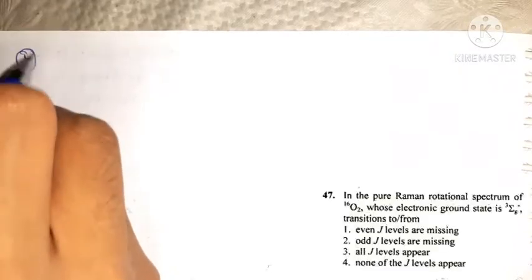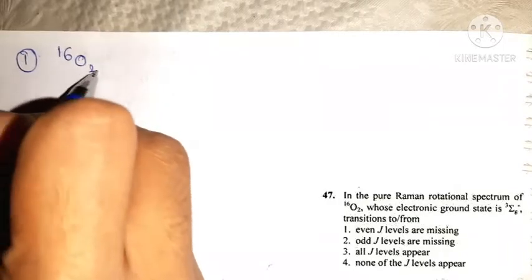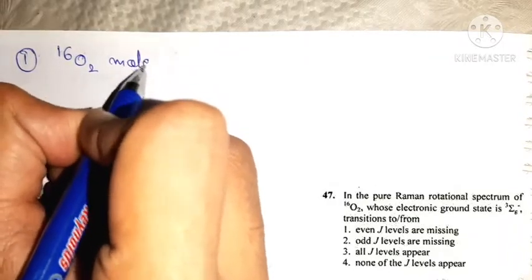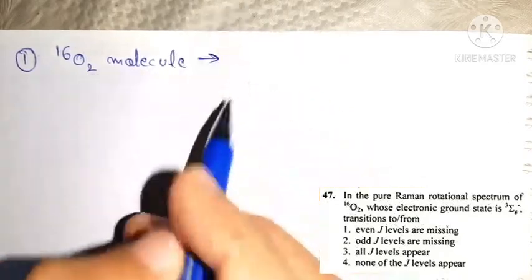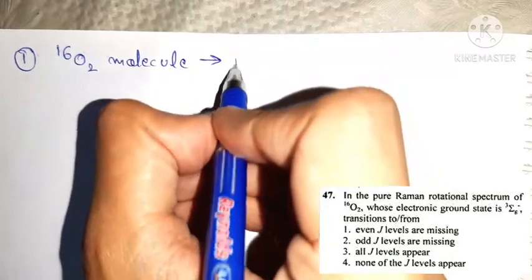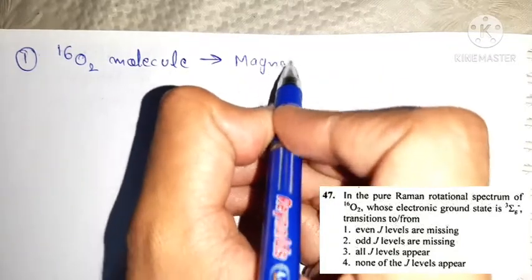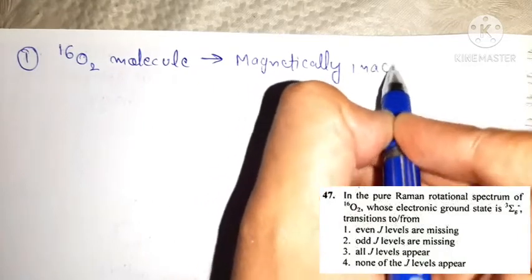Now see friends, in our question we have a 16O2 molecule, and you know very well that it is a magnetically inactive molecule.